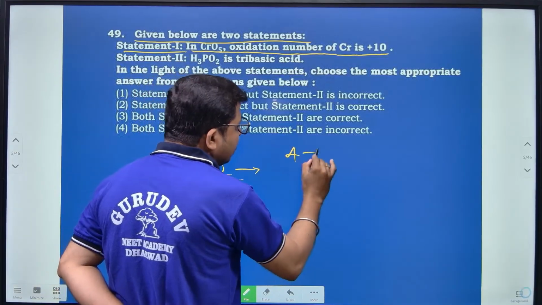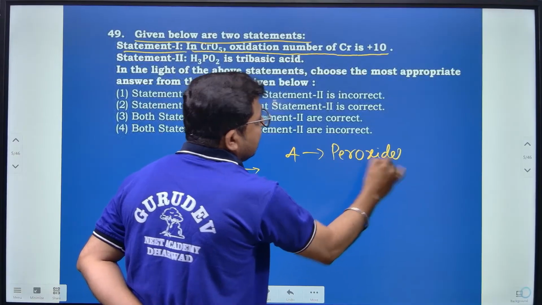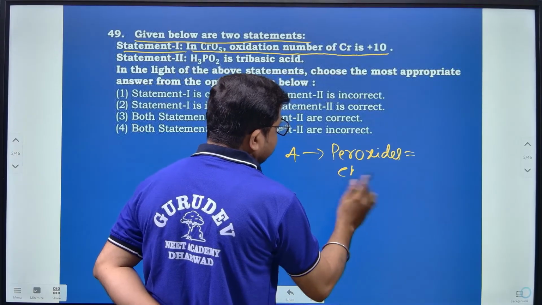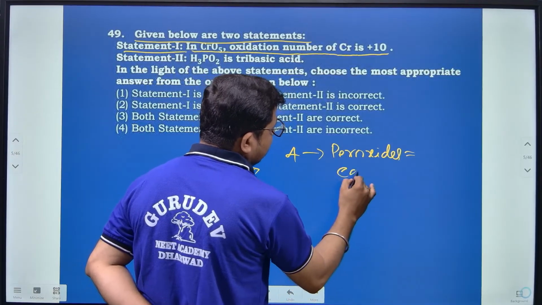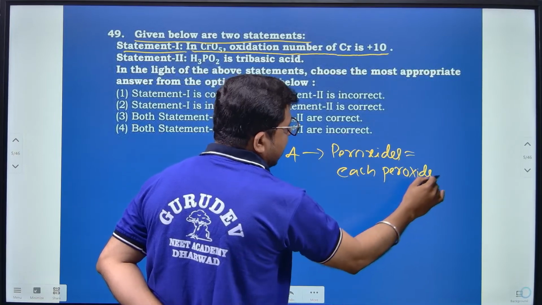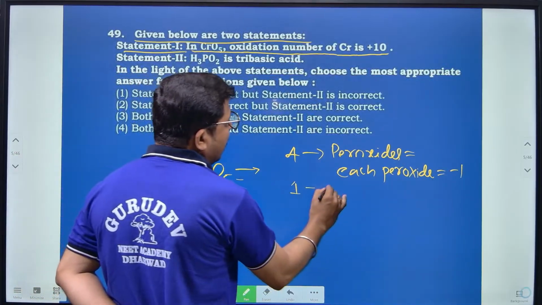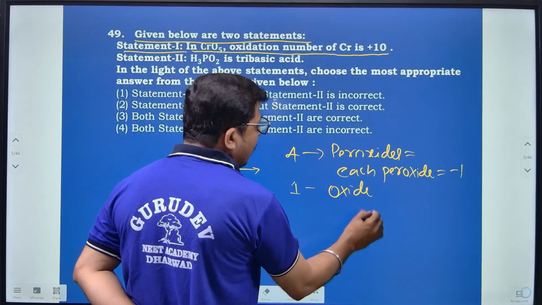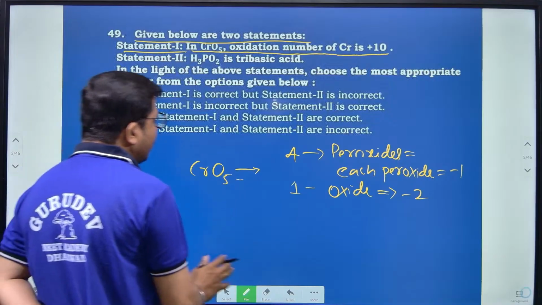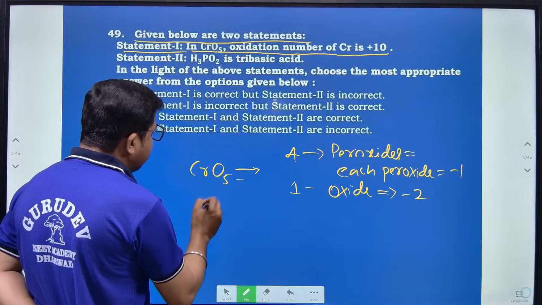are 4 peroxides, and each peroxide is having charge -1, and one oxide which is having a charge -2. And let's calculate the oxidation state of the CrO5.